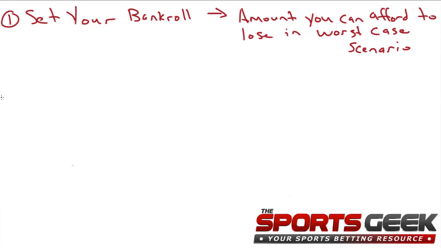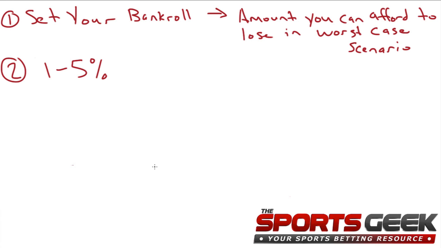Okay, so the first thing to do is to set your bankroll, and this is going to be the amount of money you can bet that you can afford to lose in a worst case scenario. Now there's two ways to do it. You can group together all the sports and have just one big bankroll, or how I like to do it, I like to split up my money into the different sports. So for example, I have a bankroll for basketball, a bankroll for football, a bankroll for baseball, etc.